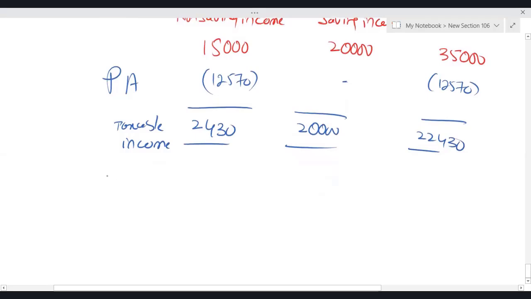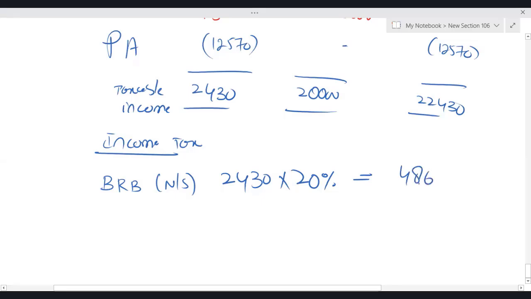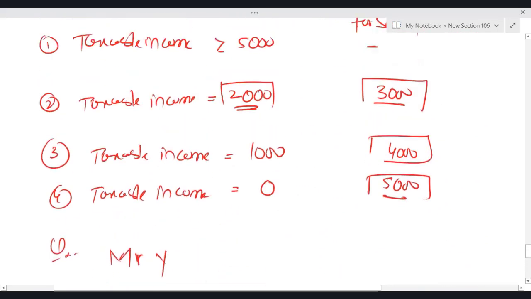Let's calculate income tax. Obviously, first we have to apply income tax on non-saving income. Basic rate band non-saving is just 2,430. Applicable tax rate is 20%. So 2,430 into 20%, I'm getting 486. Now, please, students, try to understand. In the column of non-saving, taxable income is 2,430.